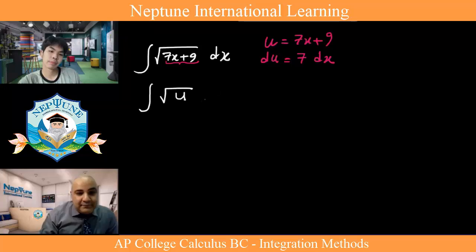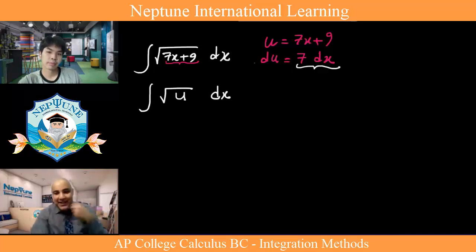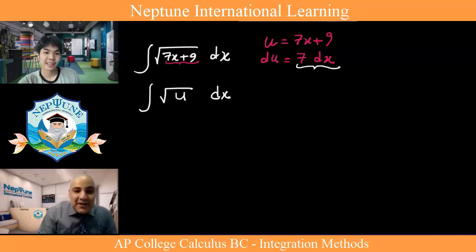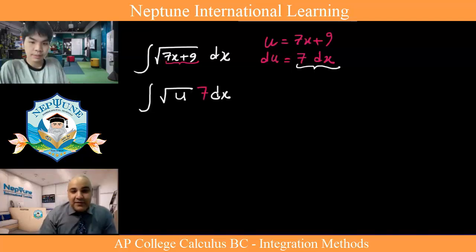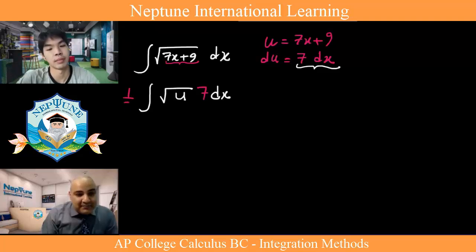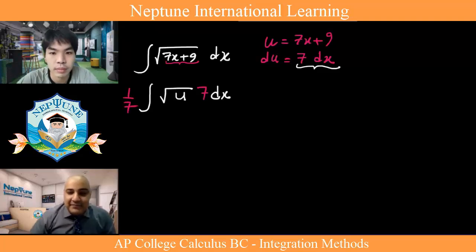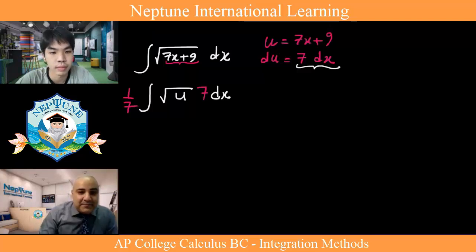And then you have dx. But we want this one. We have dx, but we don't have 7. That's what I said, magic. So what magic? We can do whatever we want. I'll put 7 here. Why not? There you go. Solve. But then put 1 over 7 outside. Make sense? That's the magic.